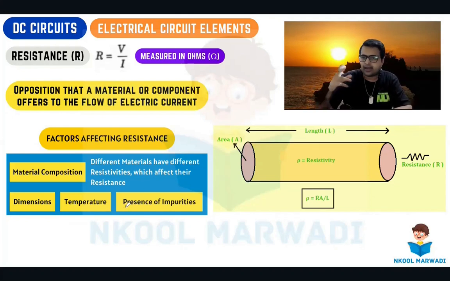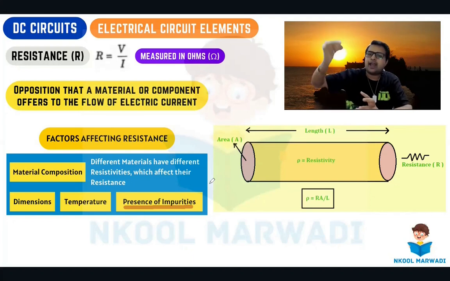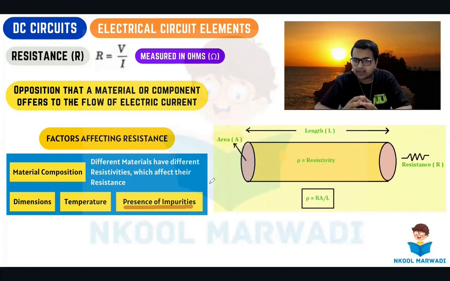And similarly, the next factor which influences the resistance, the flow of electrons, the flow of charge, the flow of current, is the presence of impurities. Definitely the presence of impurities will also lead to an increase of resistance. The idea is that if there is an excess of impurities, then the number of collisions will increase, because if I add more and more particles inside a conductor, the charges will collide more. And if they collide more, resistance will increase. So the presence of impurities will increase the resistance.